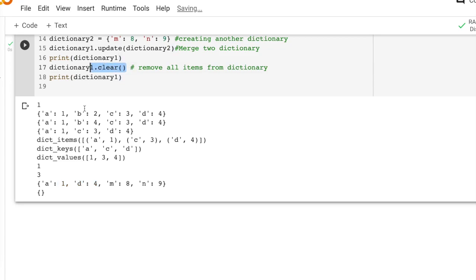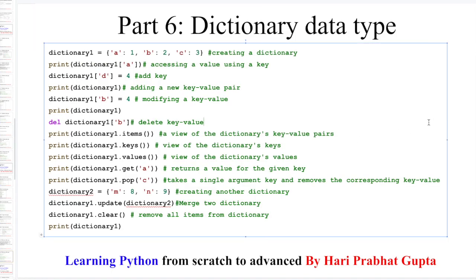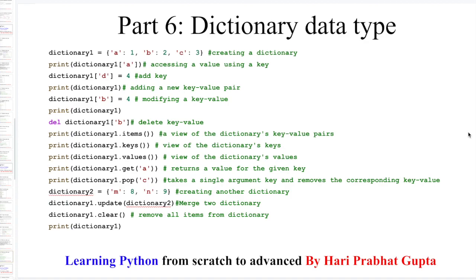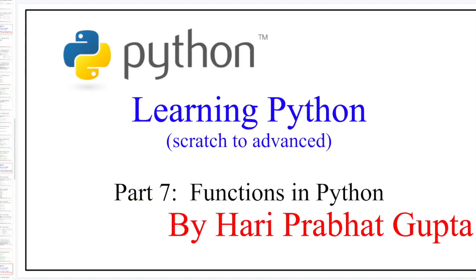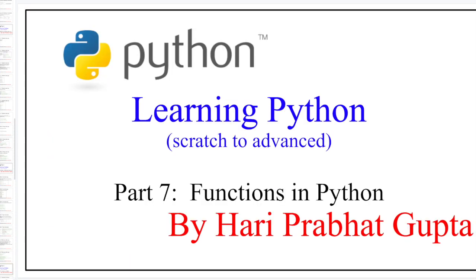When you call clear, then everything is cleared, nothing is left, and all the items are completely removed. So we need to be very careful about this. After this, there is nothing inside the dictionary. Dictionary is very interesting, and these are just a few of the inbuilt functions. Dictionary has other operations also. So this is all about the list, tuple, and dictionary data types. In the next part, we will see about functions in Python.